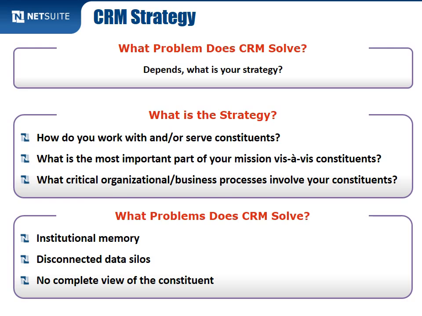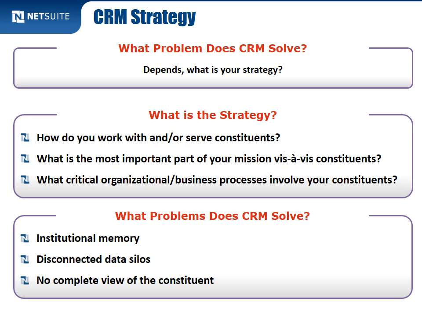Well, it really depends, and what kind of CRM, and it's a big space, so you have to figure out what your strategy is before you can even start talking about the technology. The big questions you ask yourself to determine strategy: one is, how do you work with and or serve your constituents? Who are my constituents, and what do I really want? What do I do with them, and what's important for me to keep track of? What's the most important part of your mission vis-a-vis constituents? If you're an advocacy organization, getting them to call their congressman might be the most important thing you're doing.